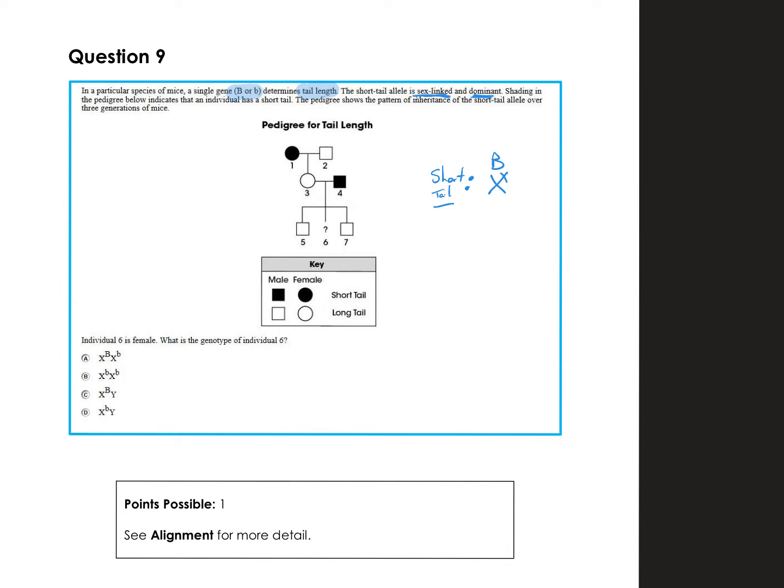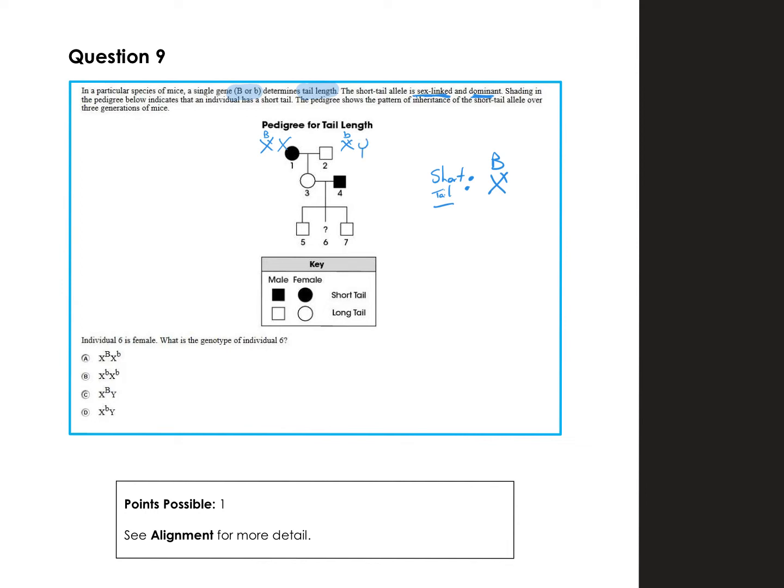So this person here, number 1, we know is X big B. So on her X, she has a big B. Her other X, we're not sure because she has a dominant allele. We have to look at the rest of the pedigree to make our decision. This gentleman here definitely has an X little b. How do I know? He doesn't have the short tail. He has a long tail, right? And he has a Y.